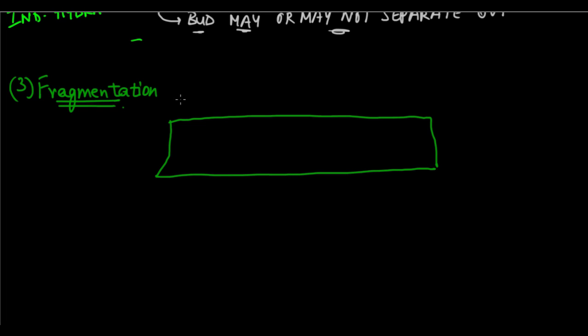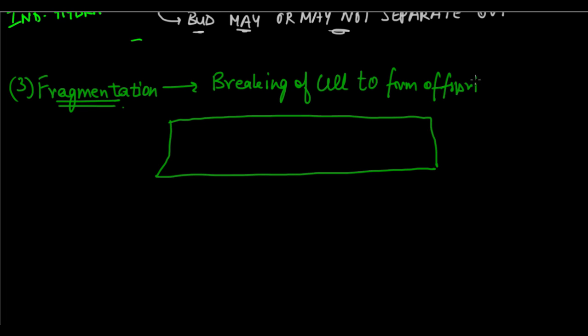Basically, fragmentation, as the name suggests, is the breaking of a cell to form offsprings. So it is basically a breaking of the cell to form offsprings, right? The cell body breaks to form offsprings.